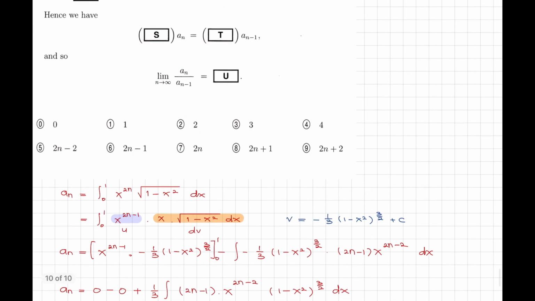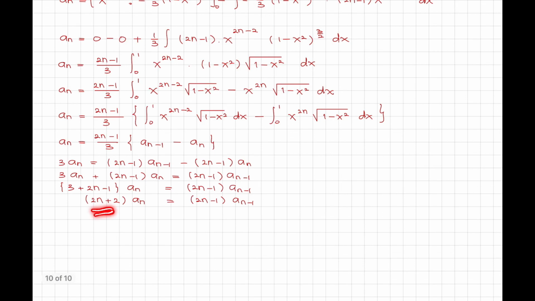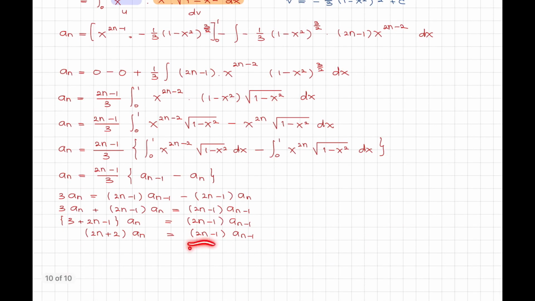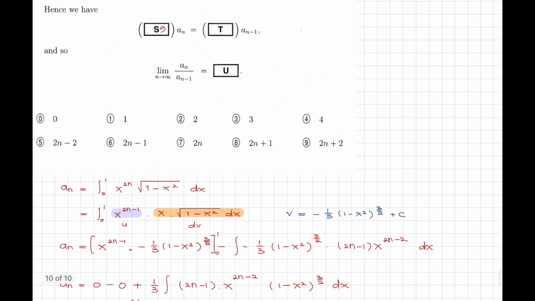So the letter S and T here is, S is 2n plus 2. 2n plus 2 is number 9. And T is 2n minus 1. 2n minus 1, number 6. And so, this is the final question or the objective of this number. And so, the limit n approaches infinity of a_n over a_n minus 1 is equals to blah blah blah.